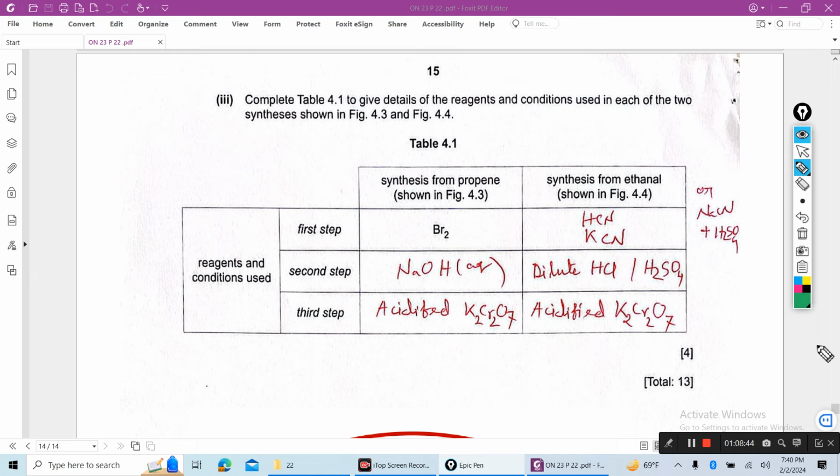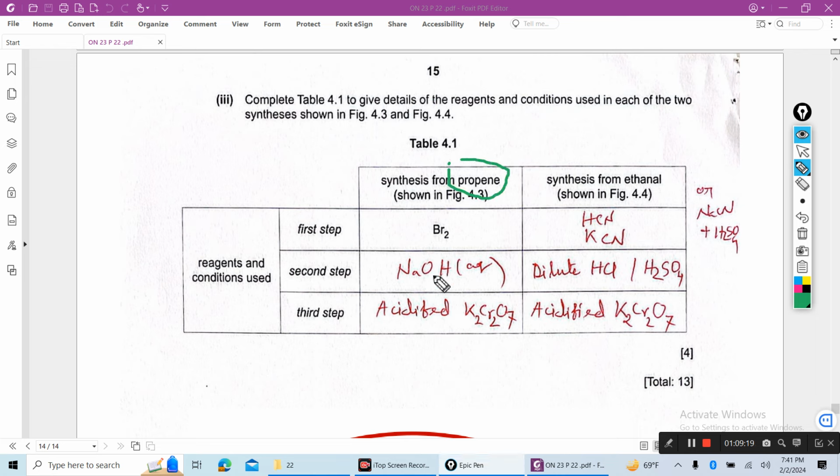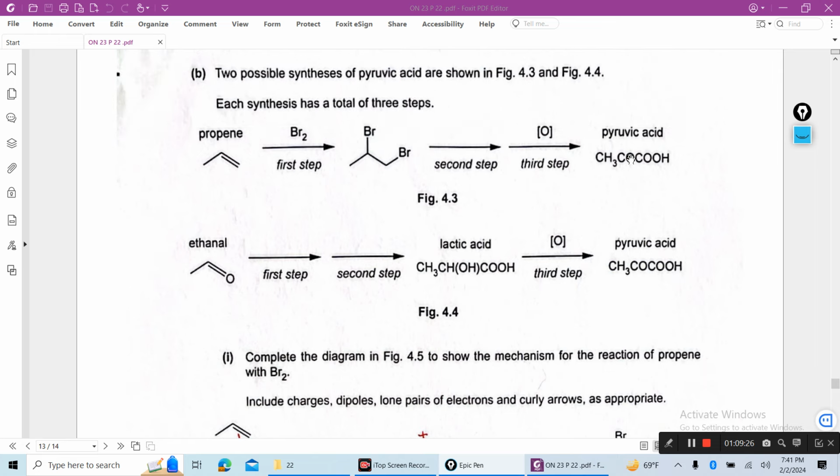Now you see, complete the table, give details, reagents you have to write, and conditions from this synthesis. You see, reagent and condition used. First step, second step, third step, synthesis from propene. Reagent is bromine, and synthesis from ethanol. You see propene. Okay, first you see from propene. Propene reacts with bromine to form dibromopropane.